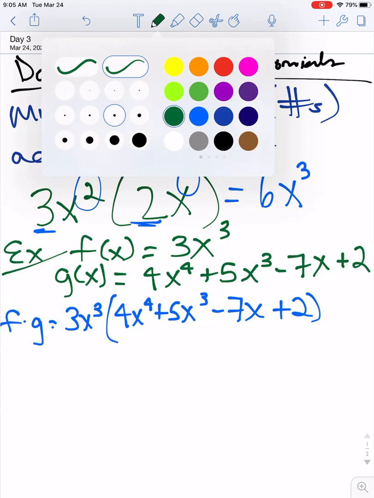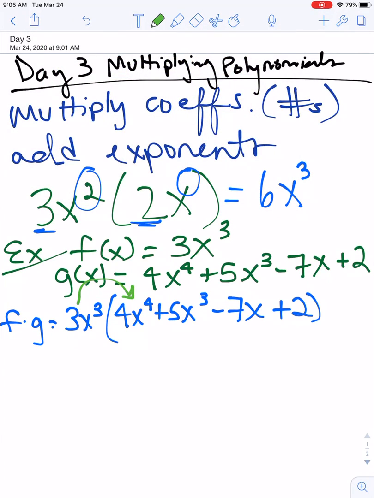I'm going to use a different color because you can't really see that as well. But you have to distribute to every single component. So we have 3x cubed times 4x to the 4th. 3 times 4 gets us 12. X cubed times x to the 4th gets an x to the 3 plus 4. 3 plus 4 is 7.